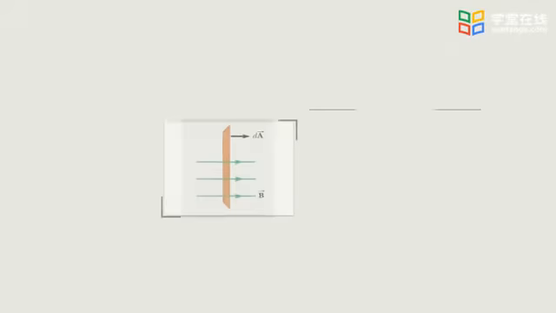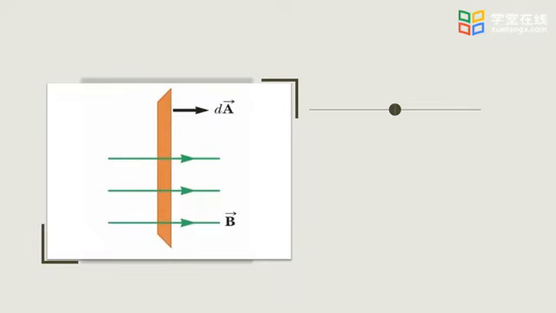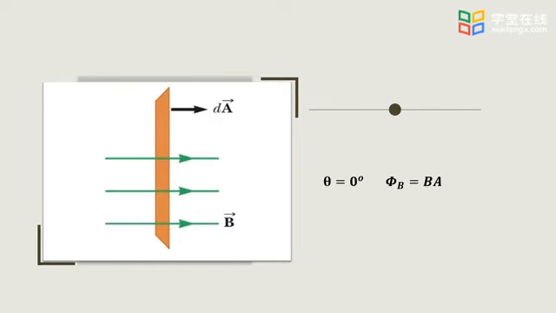On the other hand, if the field is perpendicular to the plane, in other words, if the field is parallel to the normal to the surface, then theta equals 0 and the flux through the plane is BA, which is the maximum value.